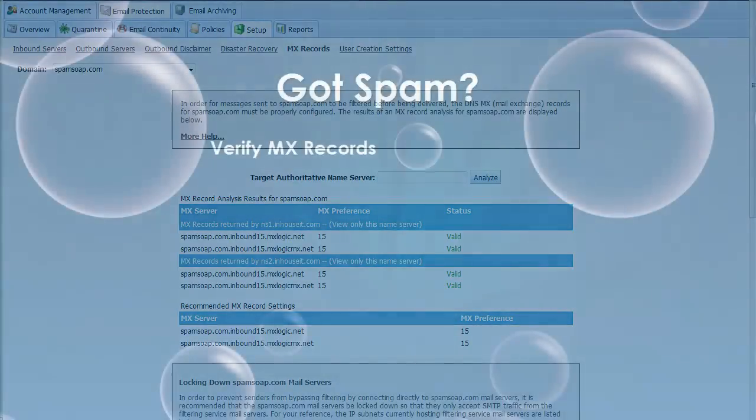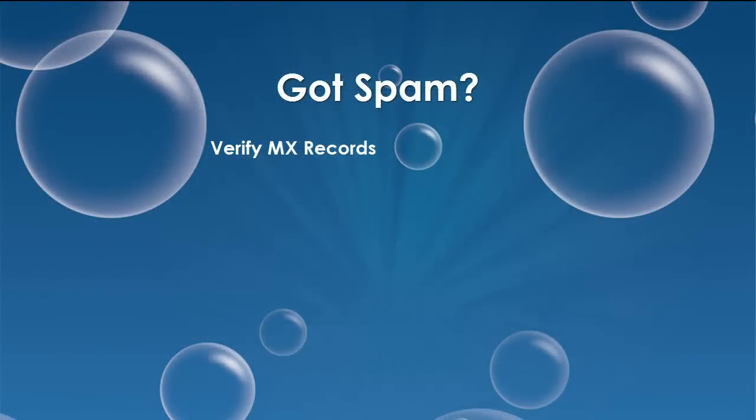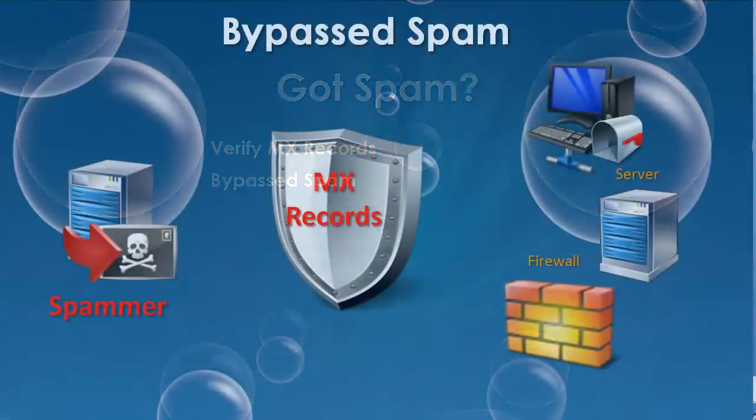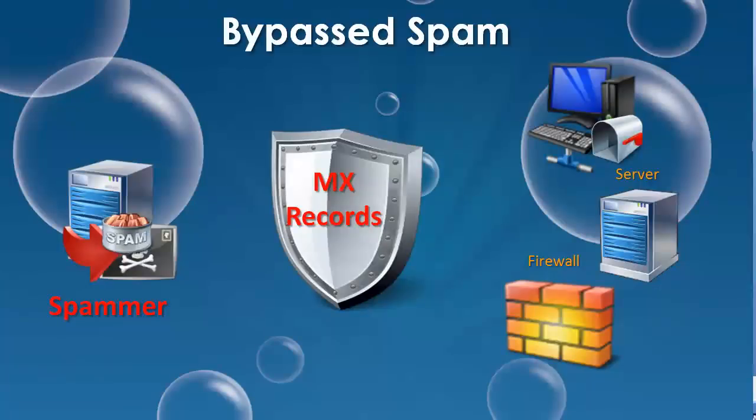Once you have verified the correct MX record configuration, the second step is to check for bypass spam. The most common reason spam finds its way to the inbox is when spammers ignore the MX record changes made when first activating the product. They are able to do this by sending directly to a cached server name or IP address.